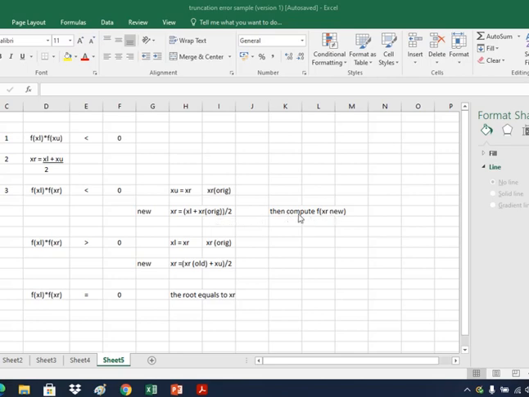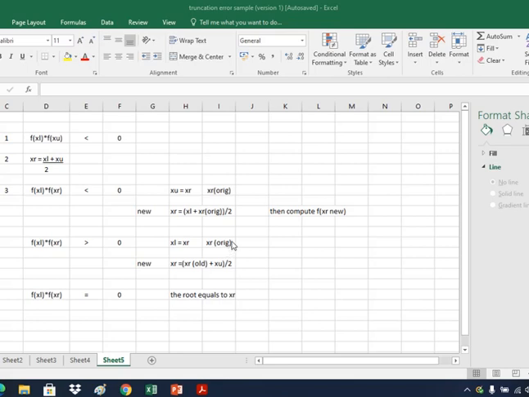Then once you have your f of xr, get again the product of xl, the lower bound, and xr new. If the result is again the same condition, still less than 0, then repeat the process. Okay? So compute the new xr, then compute again. But if during your computation the result is greater than 0, then this is what you will do: the lower bound xl is equal to xr, the original xr.